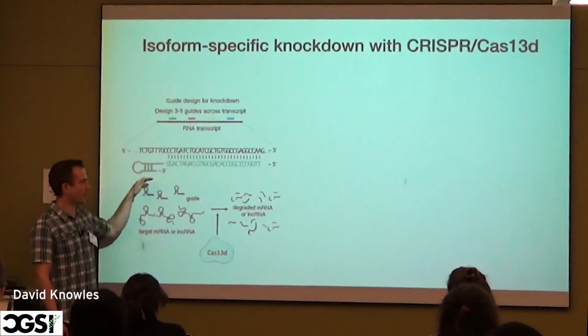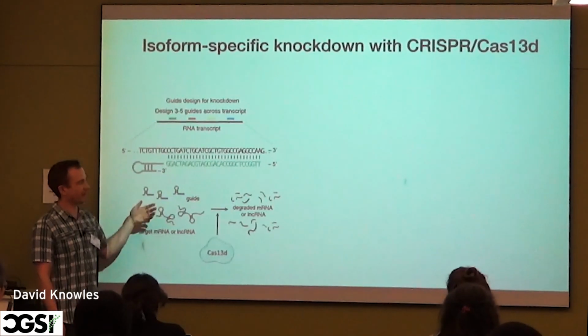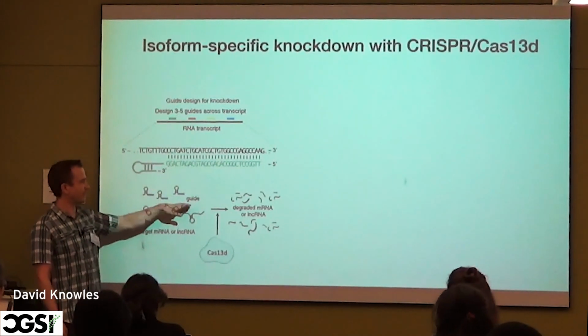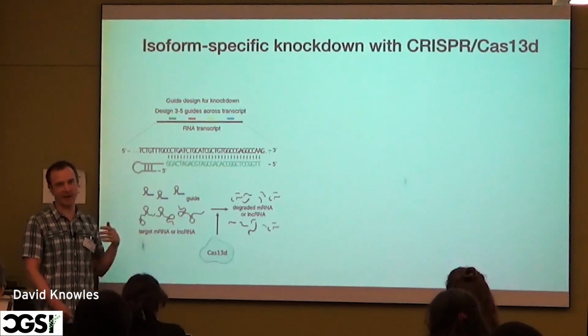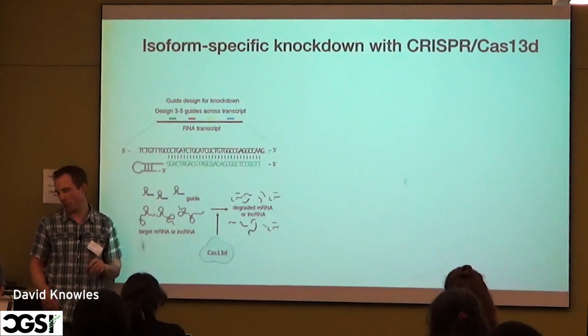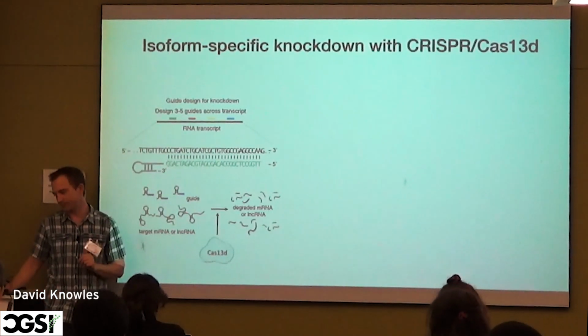And so one of the big challenges with all of these CRISPR-based approaches is to design these short guide RNAs that work well. And it turns out if you just design them at random, a lot of them don't work very well, especially for Cas13.